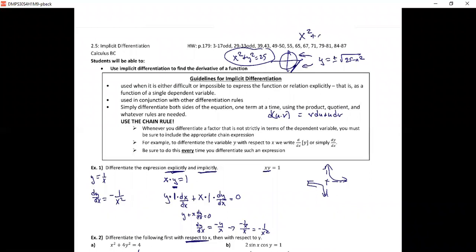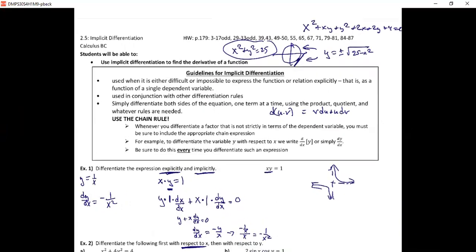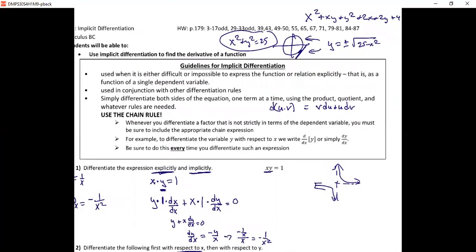x squared plus xy plus y squared plus 2x plus 2y plus 4 equals 0. Remember this from pre-calculus, we're talking about rotation of conics. First, we have to do x equals, et cetera, et cetera. Okay, do we really want to do that? No, we probably don't want to do that. We've got to find a way to find the slope of a tangent line to not just any function, but any relation. So to do that, we're introducing this idea of implicit differentiation.